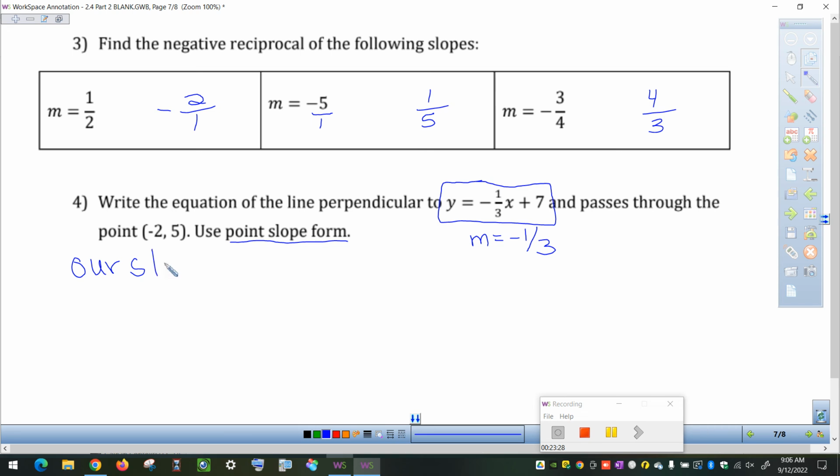I want you to go ahead and write on your paper what would our slope be. So if that one is negative 1/3, I want you to write down what would be the negative reciprocal for that. And then I want you to turn to a partner here at your table and check your answers. So see, did you write down the same thing for the perpendicular slope?